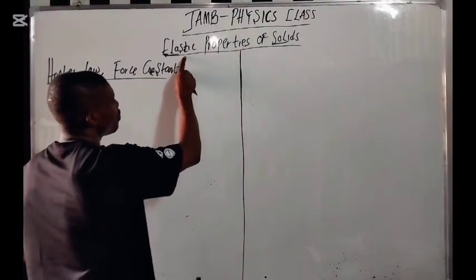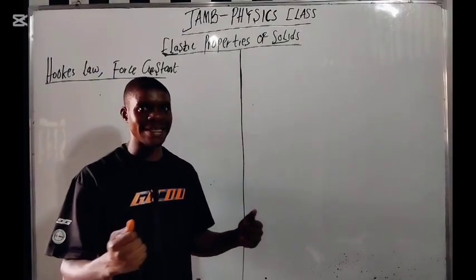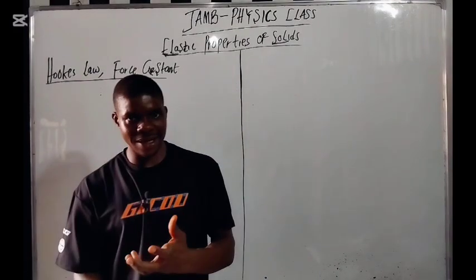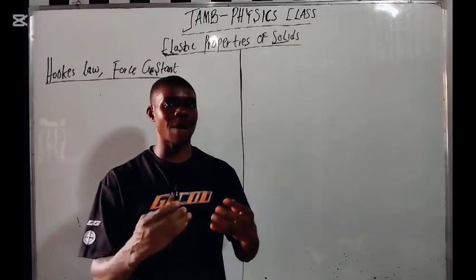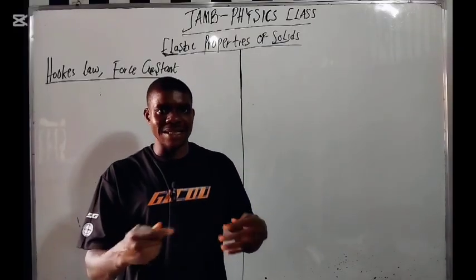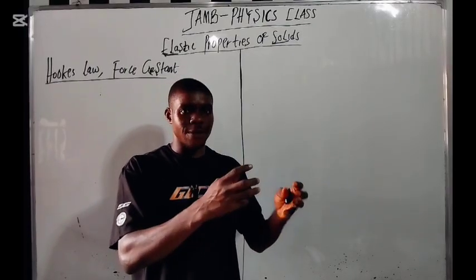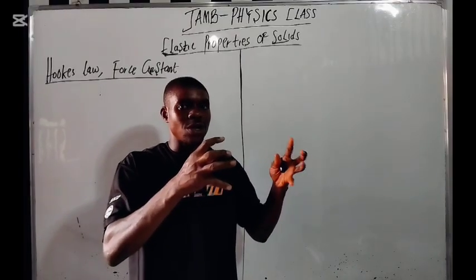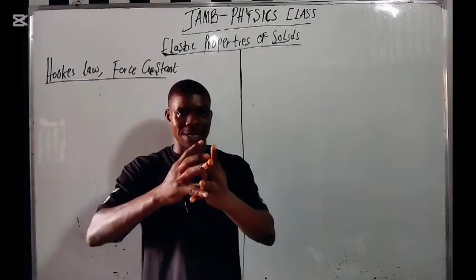Those solids possess what we call elasticity, just like the rubber band. We have the rubber band, the rubber, the spring, and the steel. These are solids that possess elastic properties. So elastic properties are properties that some solids possess, such that when the force applied to them is removed, they go back to their original size and shape, in the sense that you can expand them and you can deform them. Do you understand?